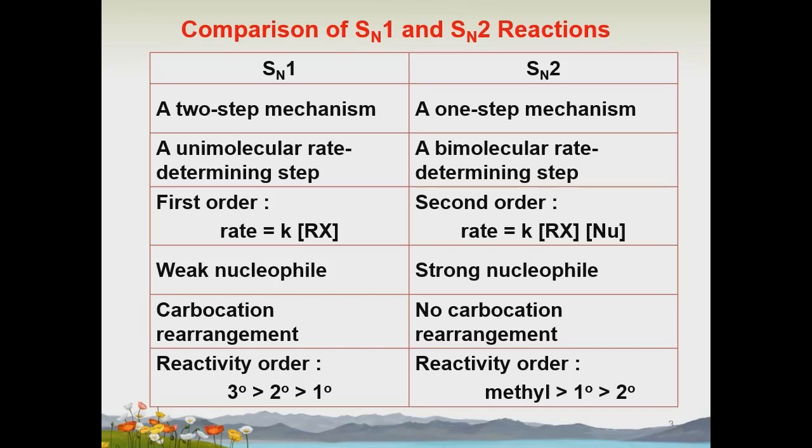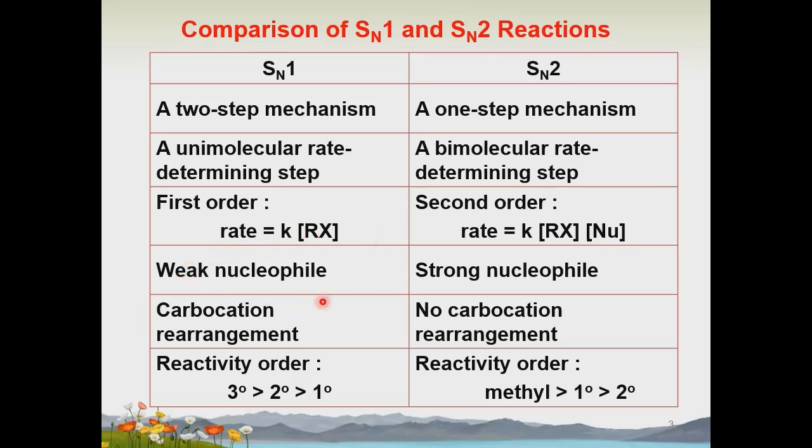But because Sn2 has only one step, it is a bimolecular rate determining step because we are going to use both the RX and the nucleophile concentration in the rate determining step. So it is basically second order, following the rate law of rate equals k times the concentration of RX times the concentration of the nucleophile.